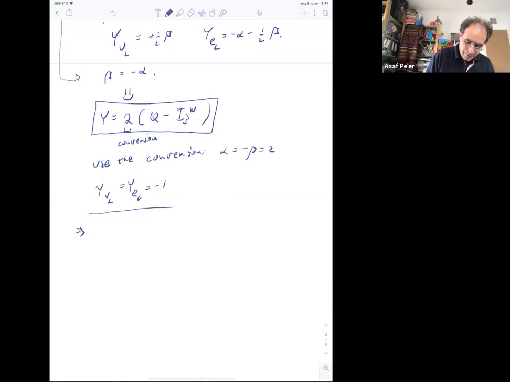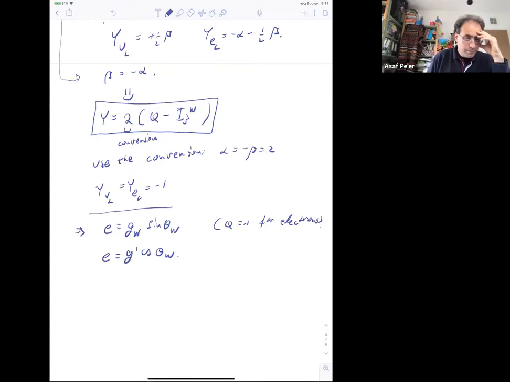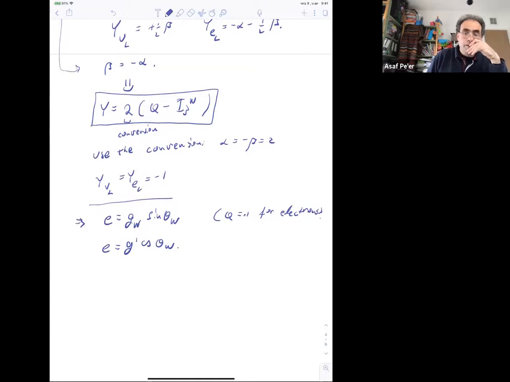So that gives us that e is g weak sine theta weak. Q is minus one for electrons. And similarly, we get that e is g prime cosine theta weak. So we managed to get a self-consistent relation, within this framework of the unified electroweak model, of the electroweak interaction. We can express the pure electromagnetic interaction and the weak interaction in terms of these couplings, presumably basic couplings.